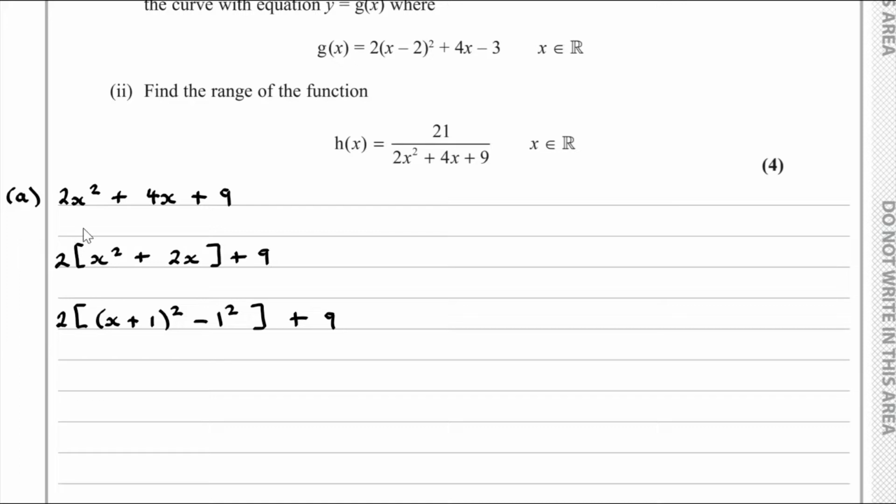So if we tidy all this up, we have 2 lots of x plus 1 all squared, and then we have 2 minus 1, so 2 times by minus 1, which is minus 2, and then plus the 9. And therefore, we can conclude f of x, that's equal to 2 lots of x plus 1 all squared plus 7.